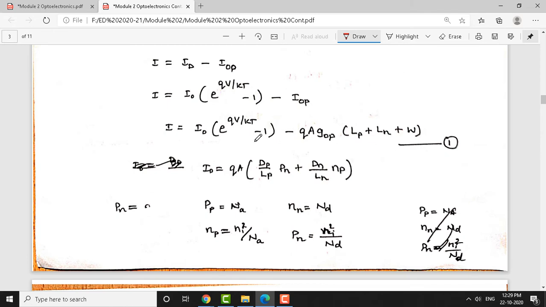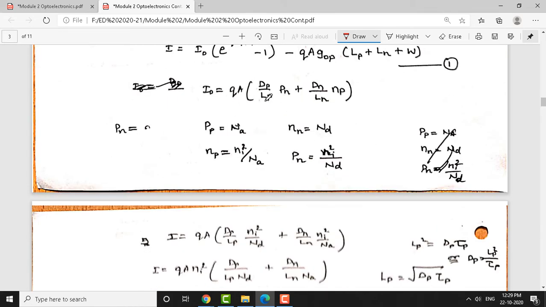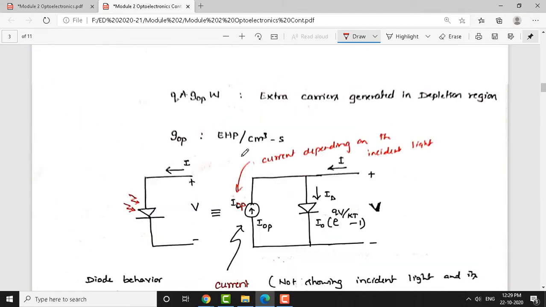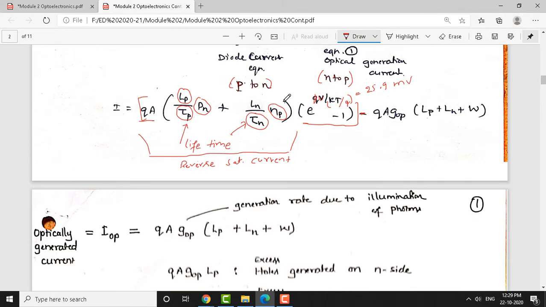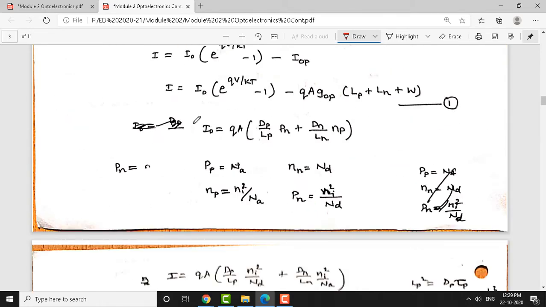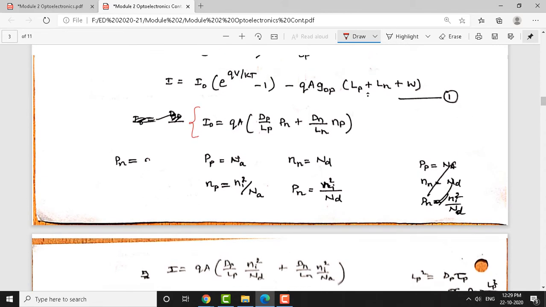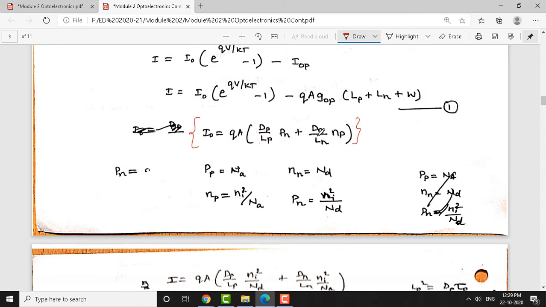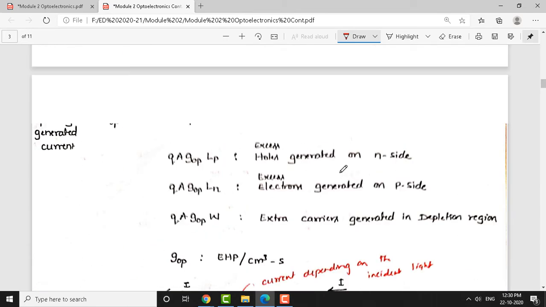The basic equations are the same, and you can see the same equation I showed you. This reverse saturation current, I naught, is in a different form here. You have to remember both forms. I will show you shortly how we get to the other form, but the basic equation is this one, from the previous chapter in module 2.